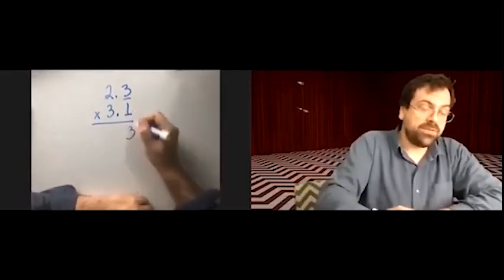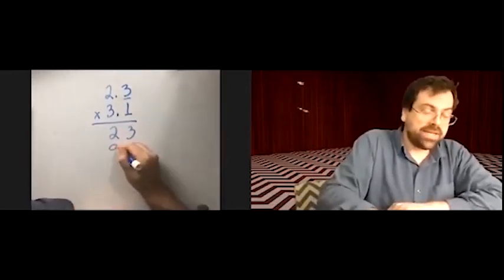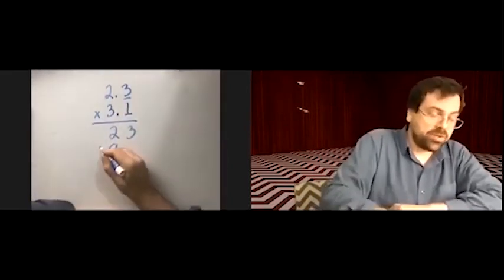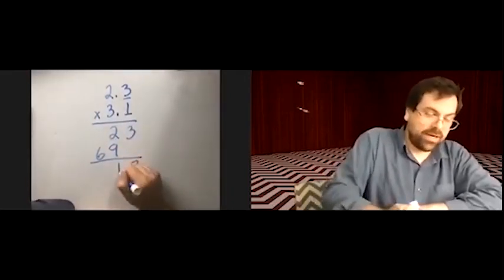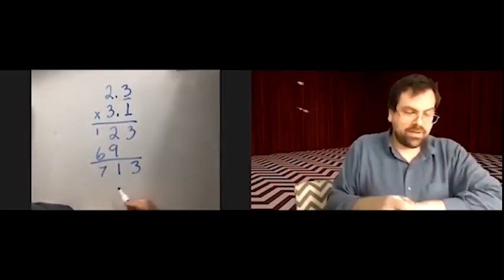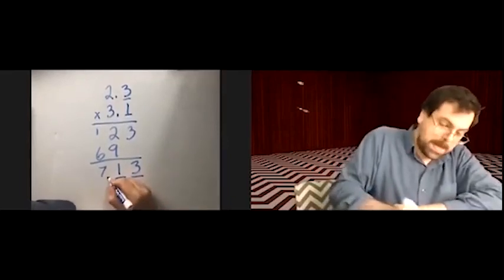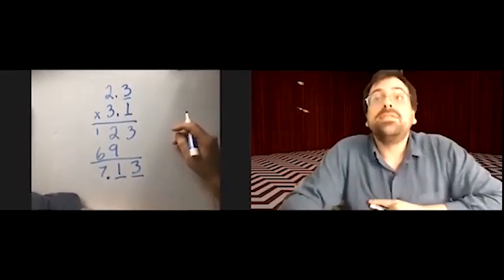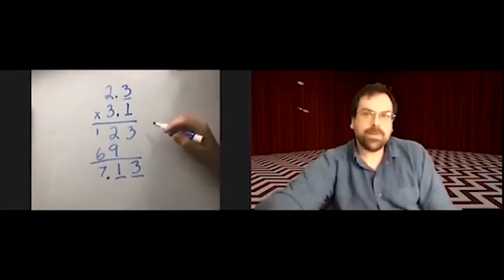1 times 3 is 3. 1 times 2 is 2. 3 times 3 is 9. 3 times 2 is 6. Add 3, 1, carry the 1, 7. But it's not 713. It's 7.13. Okay.